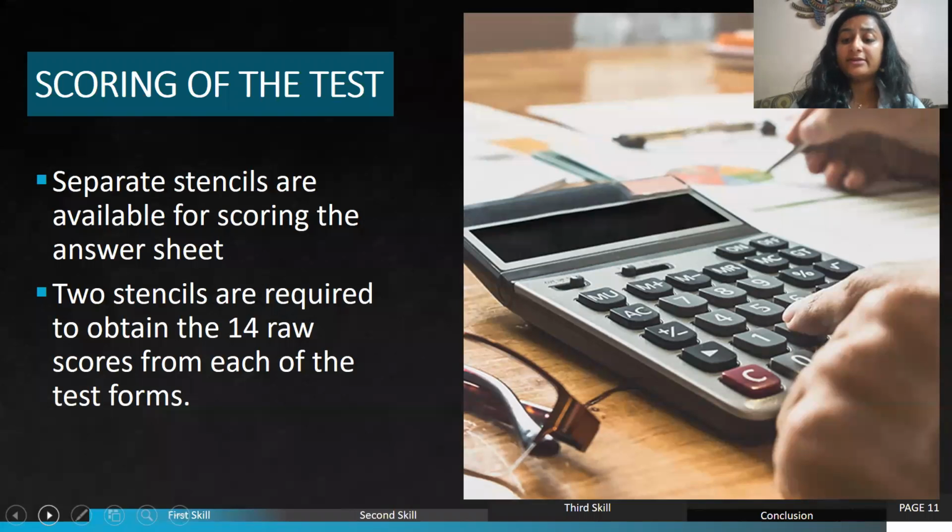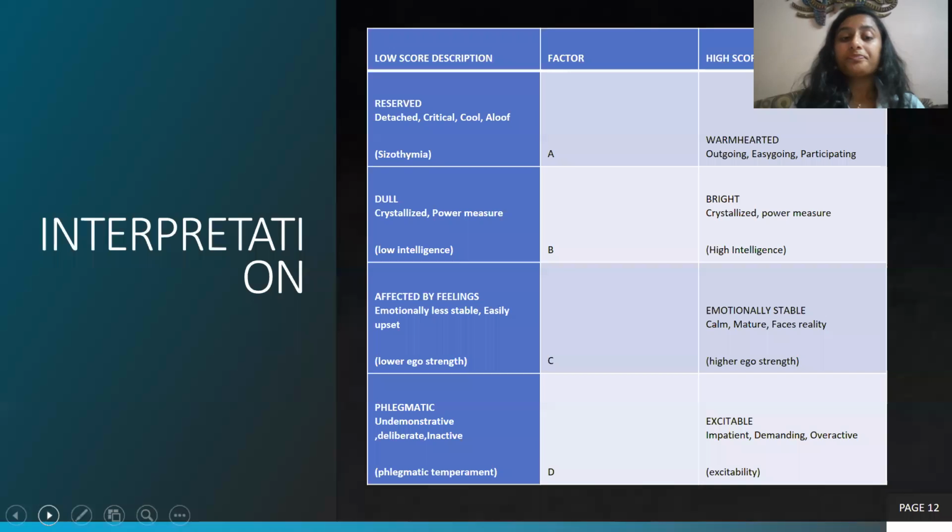Scoring of the test. Separate stencils are available for scoring the answer sheet. Two stencils are required to obtain the 14 raw scores for each of the test forms. The descriptions for factors scored low and high are mentioned here. For factor A, that is warmth, if a person scores low, they will be a cool, critical, aloof, detached person. If a person scores high in warmth, they will be warm-hearted, outgoing, easygoing, and participating, and so on for all the factors. The scoring key for all the factors is mentioned here.